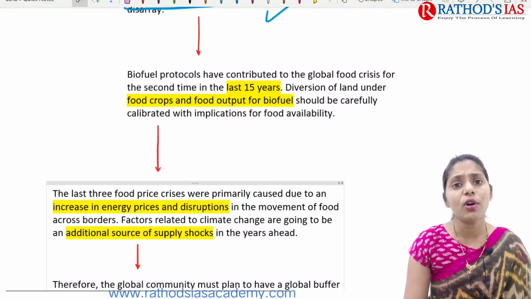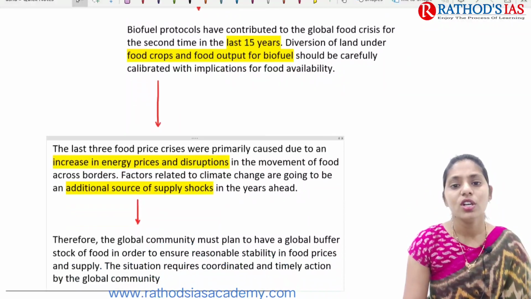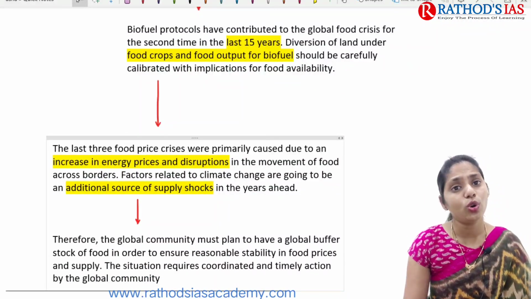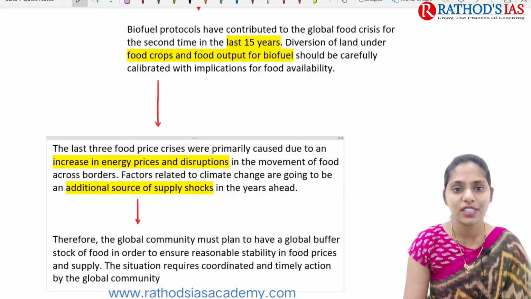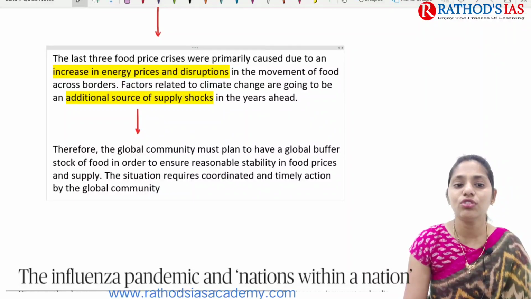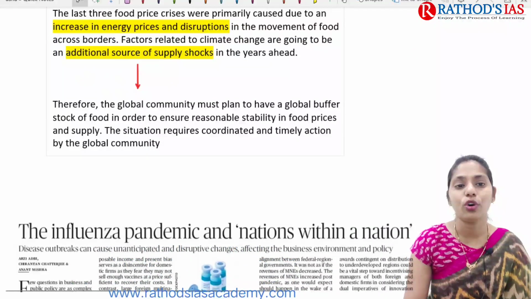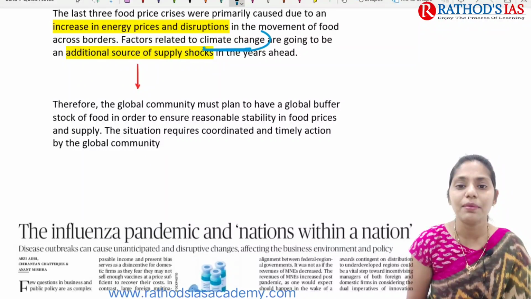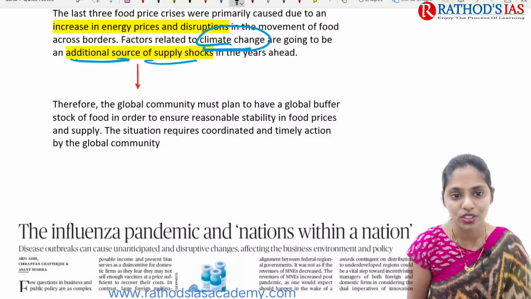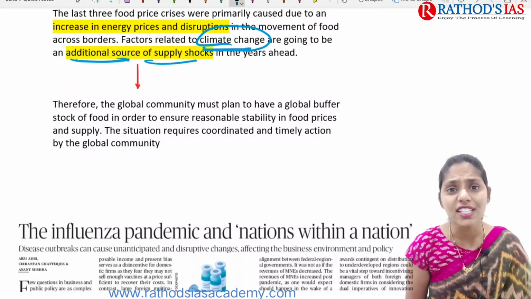And even if you're talking about biofuel protocols, this biofuel protocol also led to a global food crisis for the second time in the last 15 years. So we need to have a good balance between them. And the last three food price crises were primarily caused by increasing energy prices and disruptions in the movement of food across borders. And factors related to climate change are going to be an additional source of supply shocks. So therefore, now what is the need?